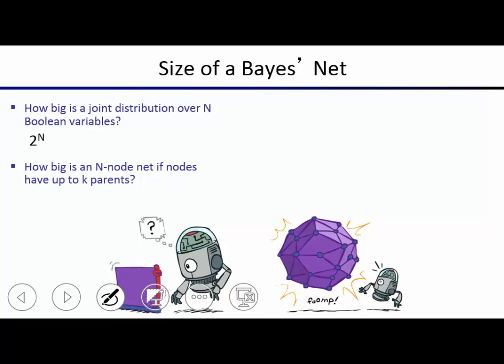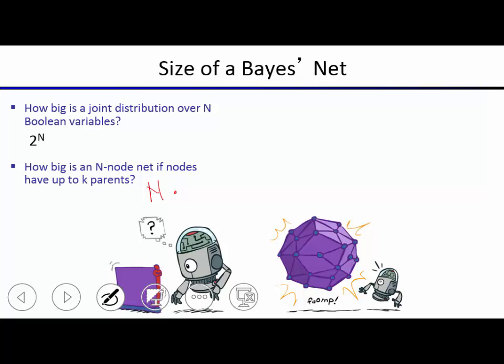How big is an n-node Bayes net if nodes can have at most k parents? So let's think about this. Each node will have a conditional distribution. And now we're going to try to bound the size of the conditional distribution for each node. So we'll have at most n times whatever the maximum size of a conditional distribution is when there are at most k parents. Okay, how big is a conditional distribution when your variable has k parents? 2 to the k plus 1.